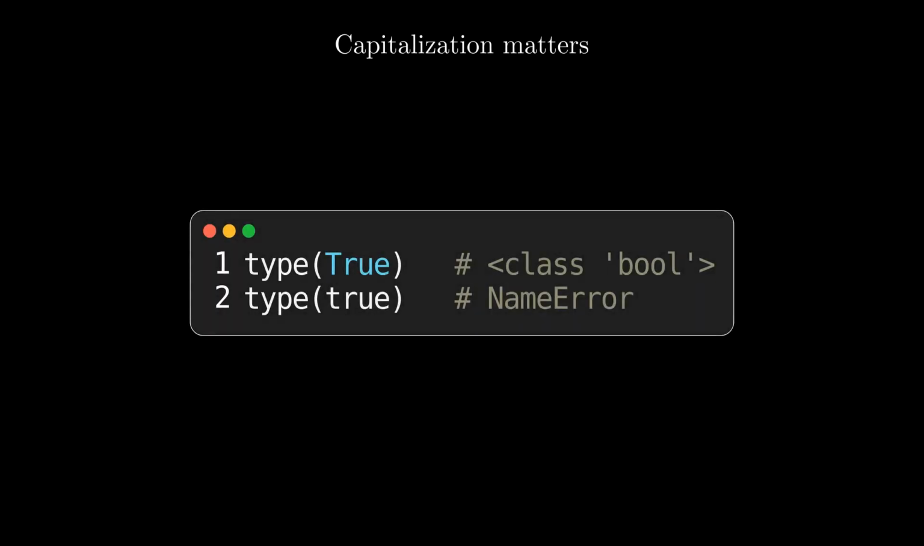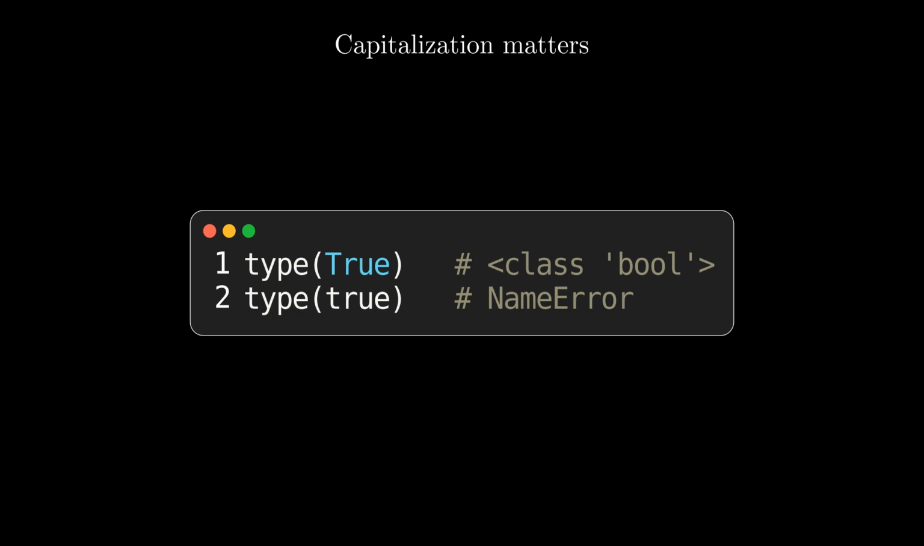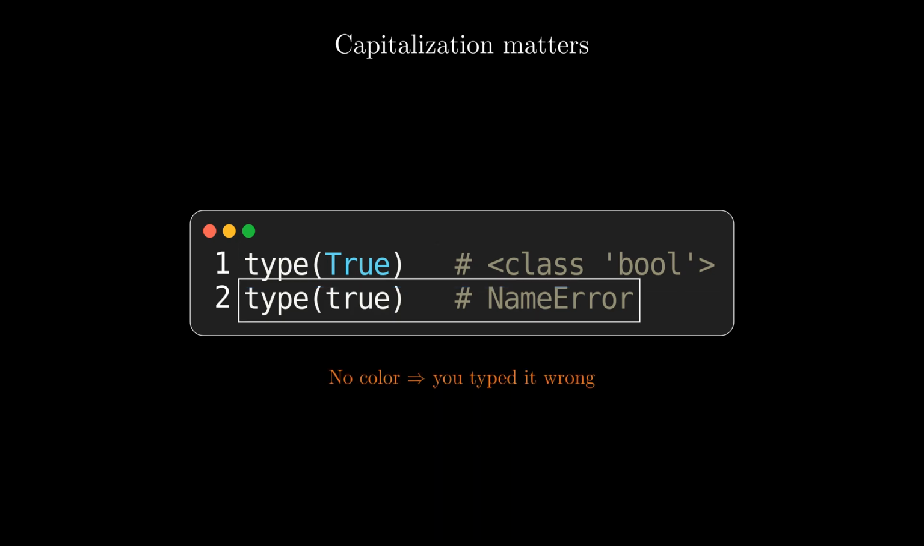Now capitalization. Python is strict. True with a capital T is the boolean. Lowercase true is not a Python keyword. It's just a name Python has never heard of. type(true) with a lowercase t raises a NameError: name 'true' is not defined. Your code editor gives you a visual clue, so the real True lights up in color, blue or purple, because the editor recognizes it as a keyword. Lowercase true stays plain black. If the color doesn't appear, you typed it wrong.